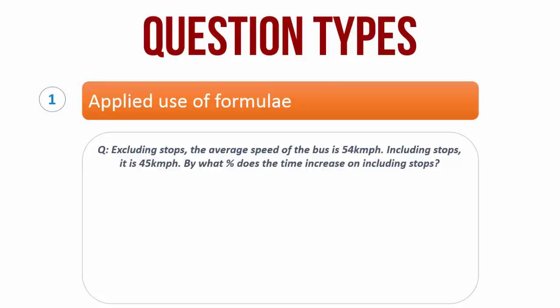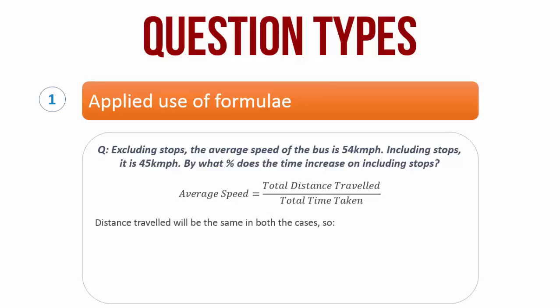For example, look at this question. Excluding stops, the average speed of the bus is 54 kilometers per hour. Including stops, the average speed is 45 kilometers per hour. By what percentage does time increase on including stops? You have that the average speed is equal to total distance travelled divided by total time taken. Now the distance travelled will be the same in both cases because it's the same journey.